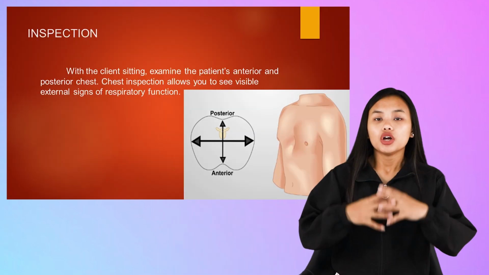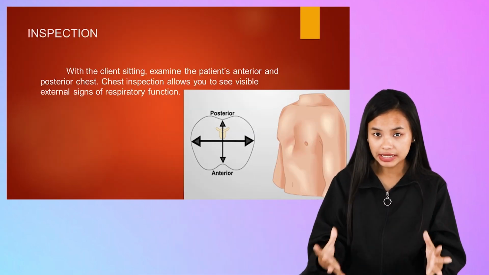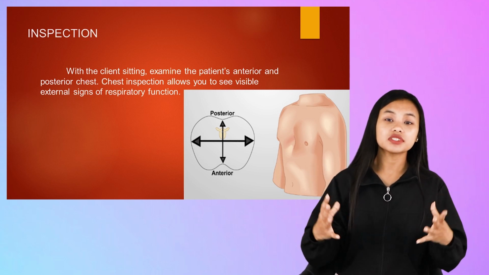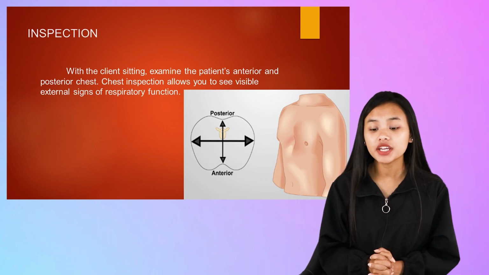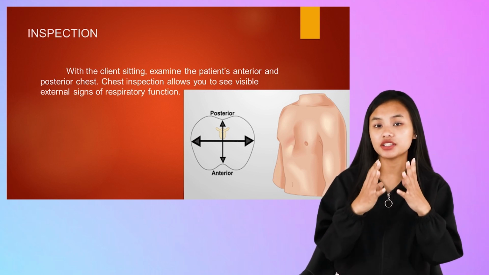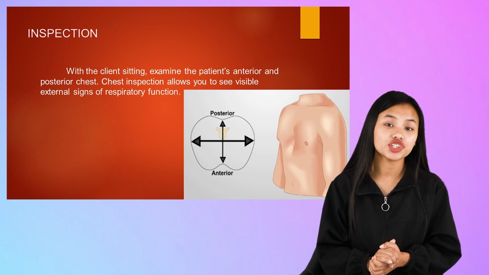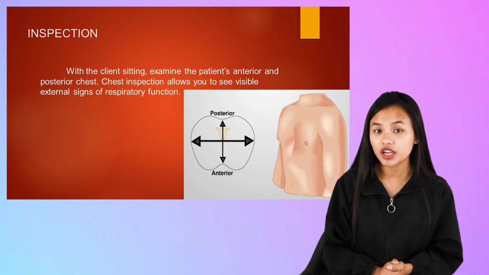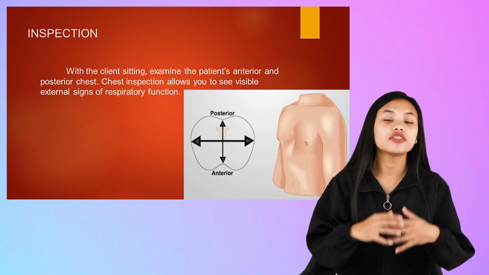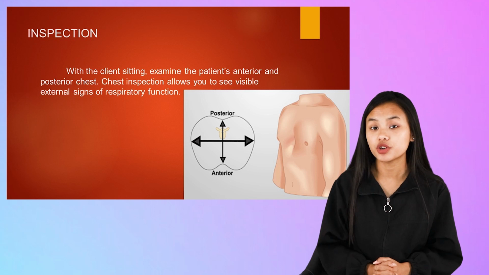In assessing the respiratory system of the client, let us look at the various things you need to inspect while you are performing this physical examination. As soon as you encounter the client, you must tell them to sit and make themselves comfortable. And while doing this, you should make sure that you examine the patient's anterior as well as the posterior chest. Why? Because this chest inspection also allows you to see the visible external signs of respiratory function.